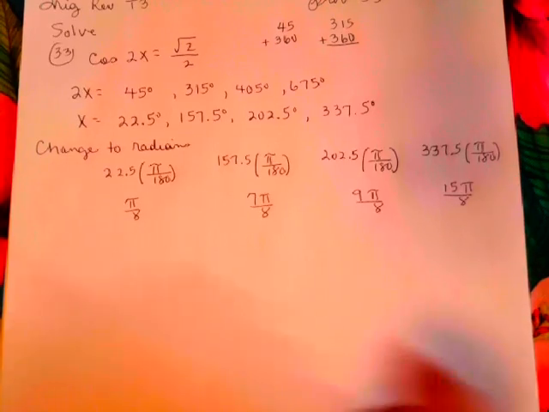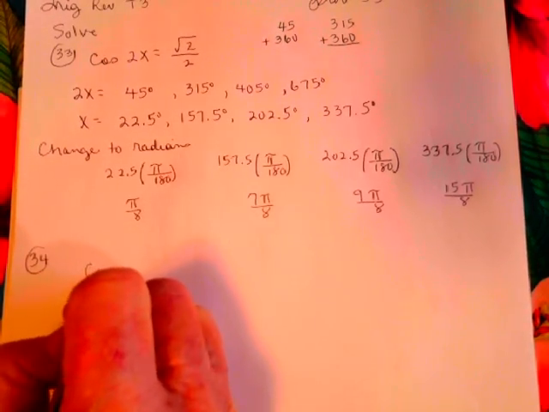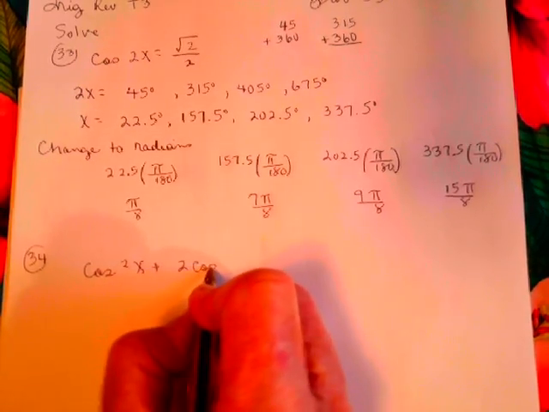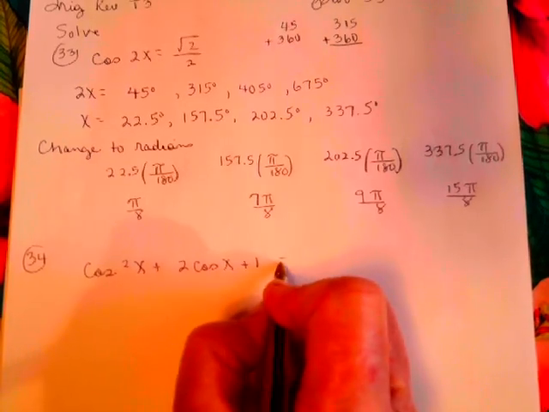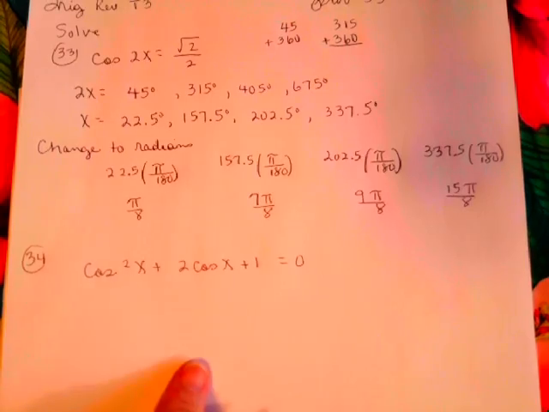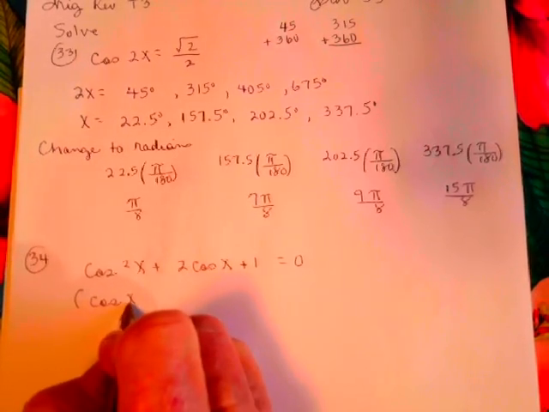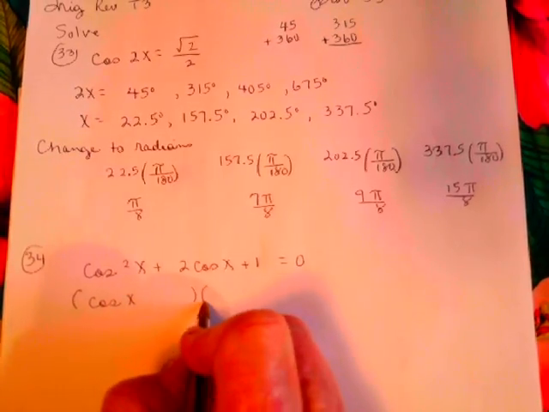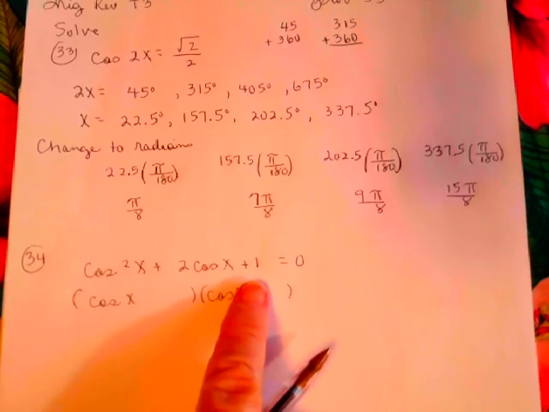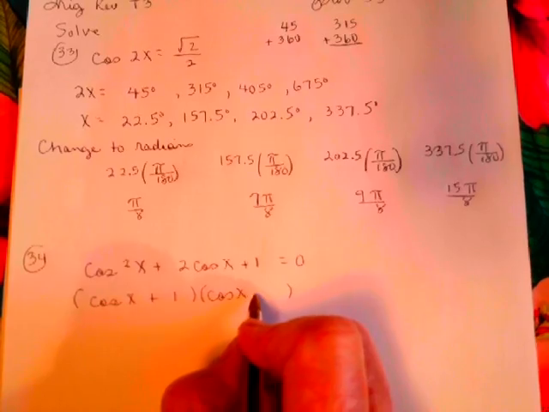Number 34. Solve cosine squared of x plus 2 cosine of x plus 1 equals 0. Factor the left side, just like you'd factor a normal algebraic expression. You know you're going to start out with cosine of x and cosine of x. What numbers can you multiply to get 1 that add to give you 2? Plus 1 and plus 1.